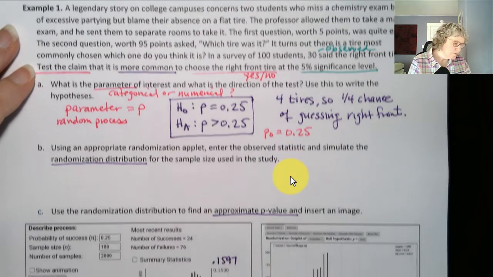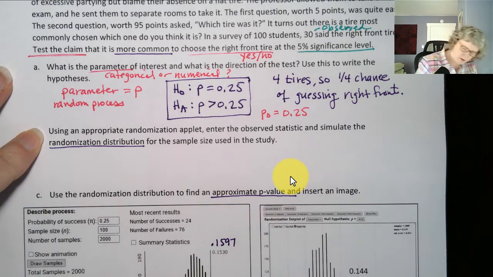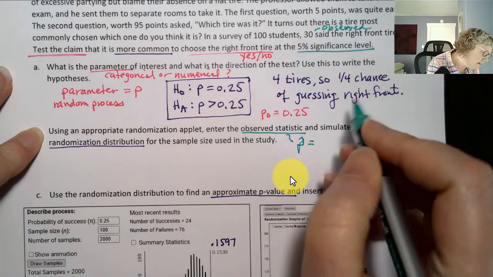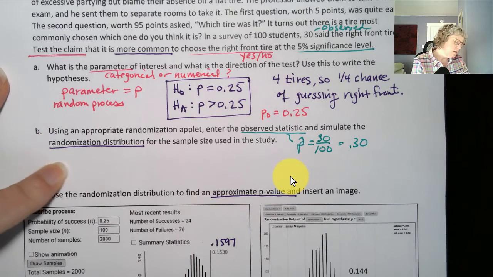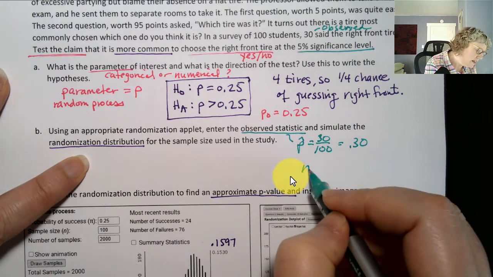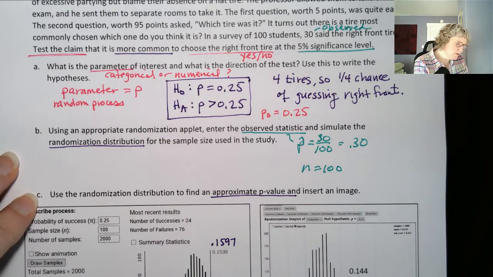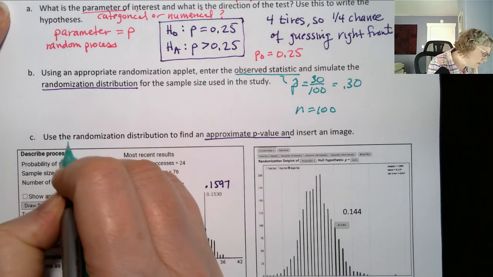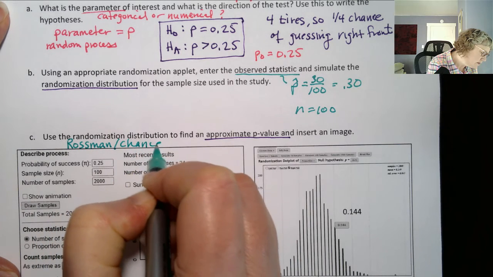So we did our applet. Let me just write on here because we used our observed statistic. That was our p-hat, 30 out of 100, or 0.30. We did our randomization, and so our n is 100 for that also. That's what we needed for that. We found our randomization distribution. This image on the left is the Rossman Chance applet.